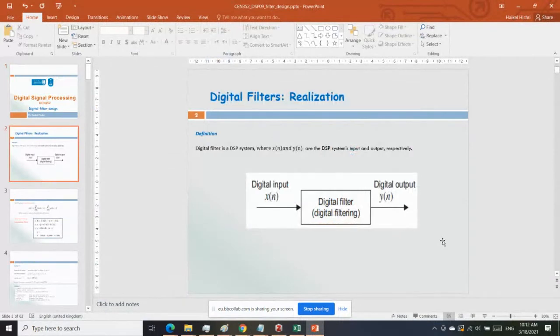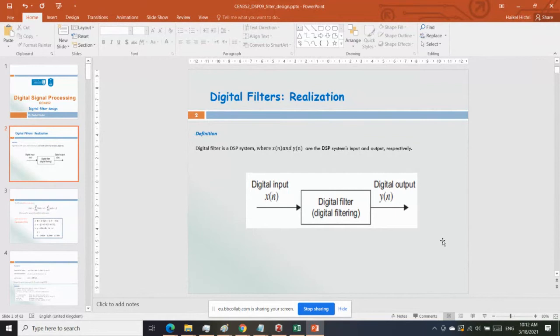Filter design. So this is one of the most important applications for DSP, digital signal processing. Then here filter design, filtering and filter design. And we will use the things we learned, the tools we learned, to solve this problem or to solve this application.